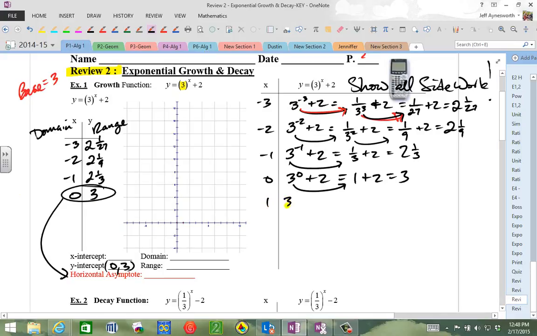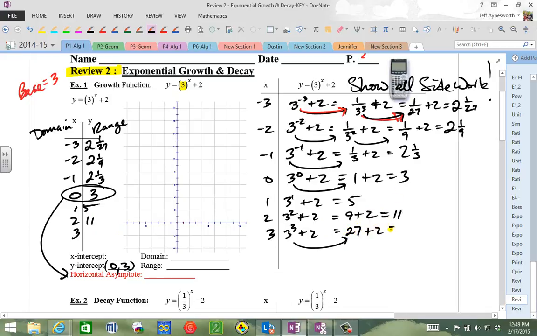Next point at 1, 3 to the first plus 2. It's just 3 plus 2, or 5, so 1 comma 5. At 2, 3 squared plus 2 is 9. 9 plus 2, of course, is 11. So you have 2 comma 11. And you just step it out like you normally do. So here, 3 cubed plus 2. What is 3 cubed? I already talked about that before. It's 27. Add 2, you get 29. So you get 3 comma 29.